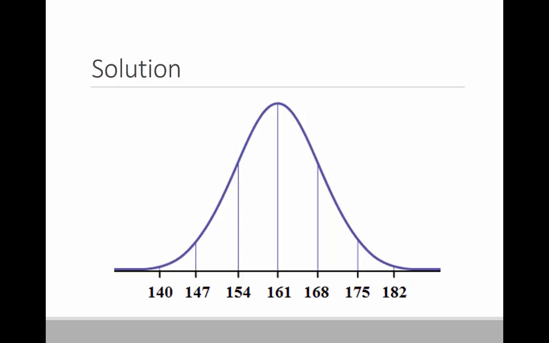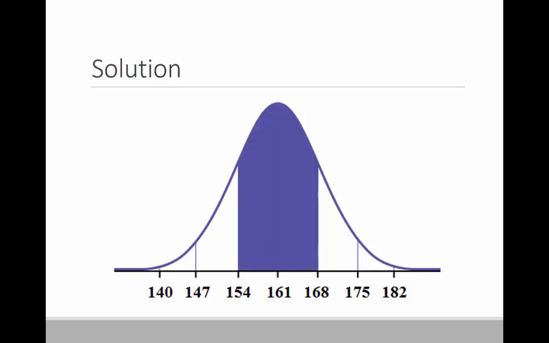Always begin a normal distribution example by drawing and labeling a normal distribution curve with the mean and 3 standard deviations both above and below the mean. We can then shade in the appropriate area under the curve based upon our question. We are interested in the percentage of women that are between 154 and 168 centimeters in height.